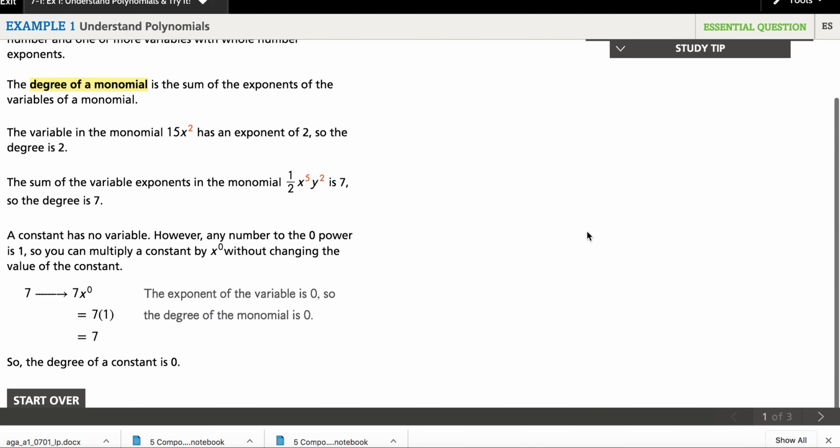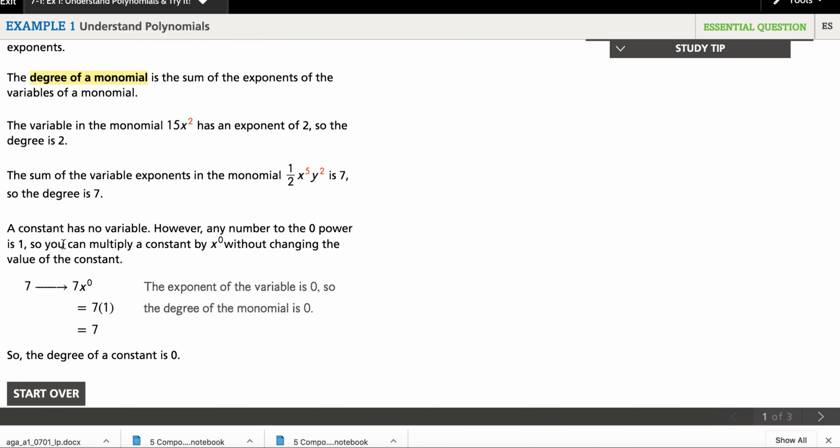A constant has no variable. However, any number to the 0 power is 1. So you can multiply a constant by x to the 0 power without changing the value of the constant. Again, pay attention. These are the rules of exponents, the laws of the exponents. So the exponent 0 always makes 1.